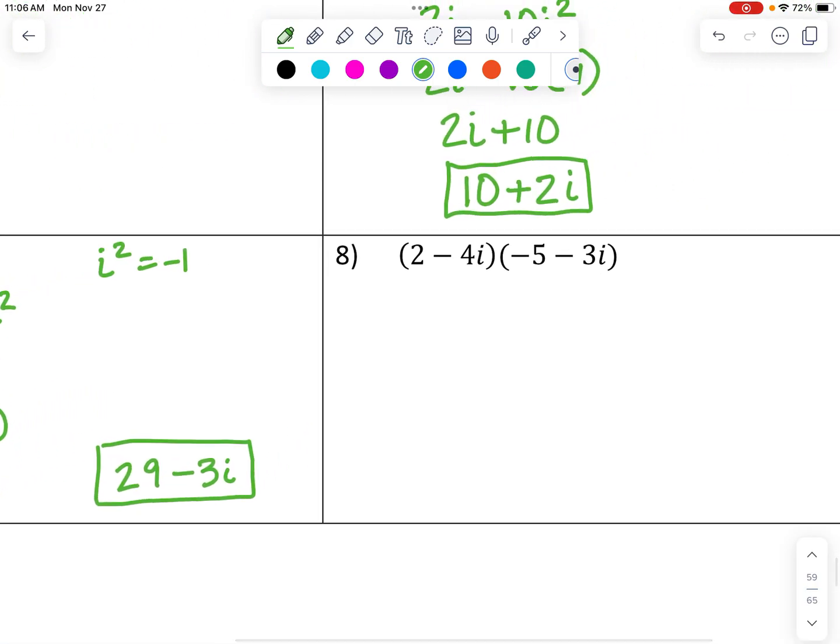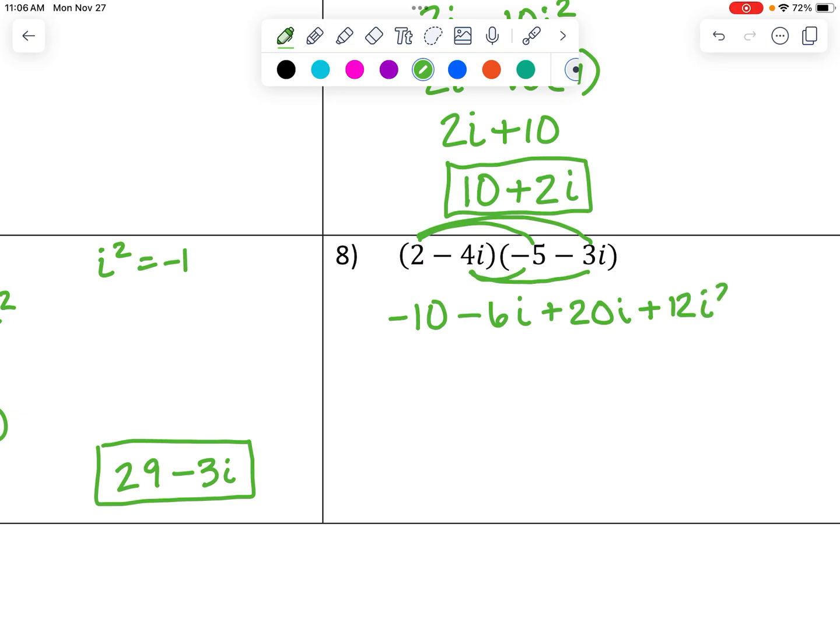All right, and number 8. 2 times negative 5 is negative 10. 2 times negative 3i is negative 6i. Negative 4i times negative 5 is positive 20i. And negative 4i times negative 3i would be positive 12i squared. Start with combining like terms. I'm going to get positive 14i.